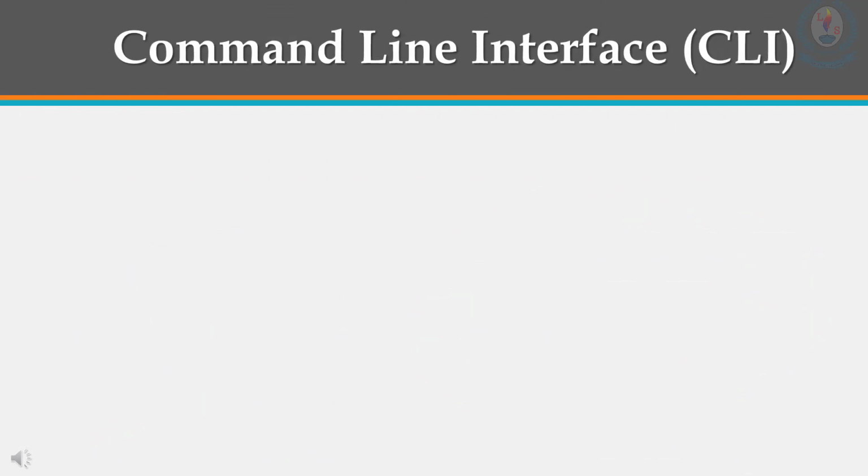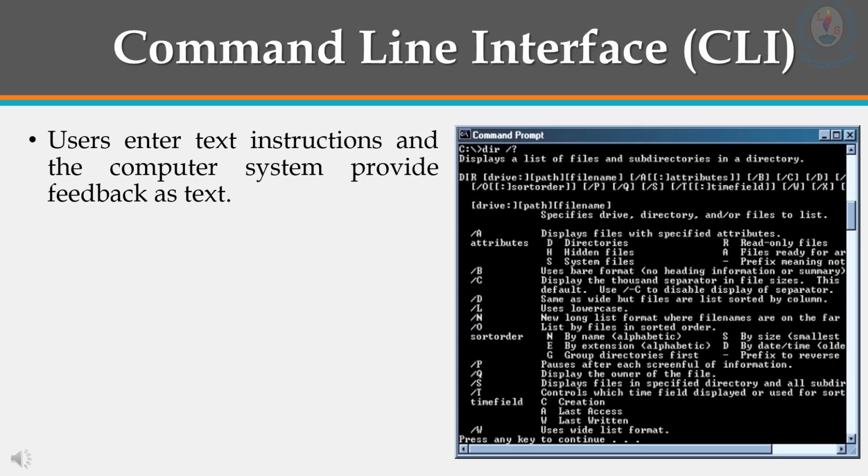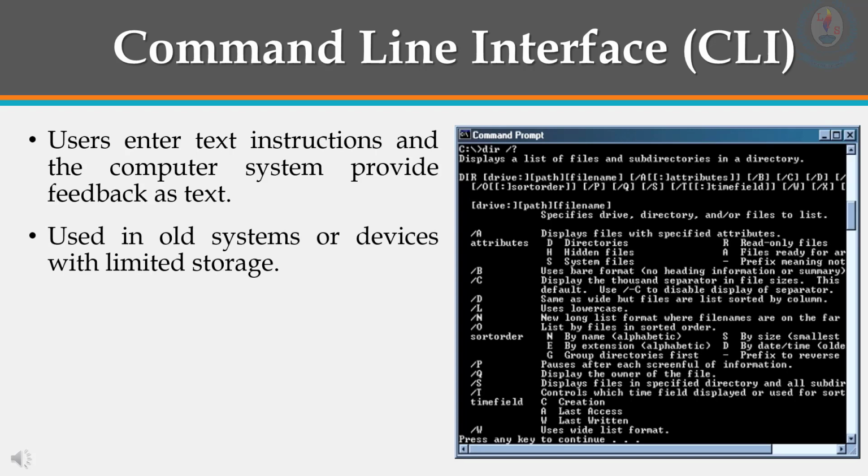Now we will see what a command line interface is. In short, we call it CLI. When using a command line interface, users enter text instructions and the computer system provides results or feedback as text. This type of interface is usually found on older computer systems or devices with limited storage because it requires limited memory.